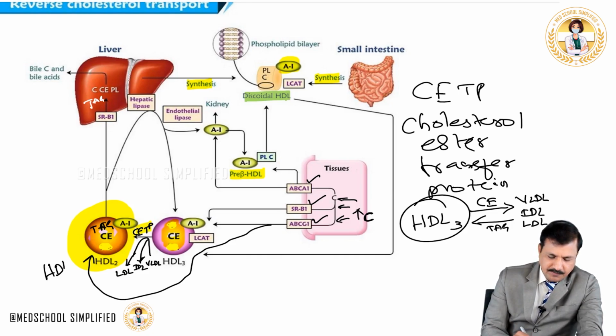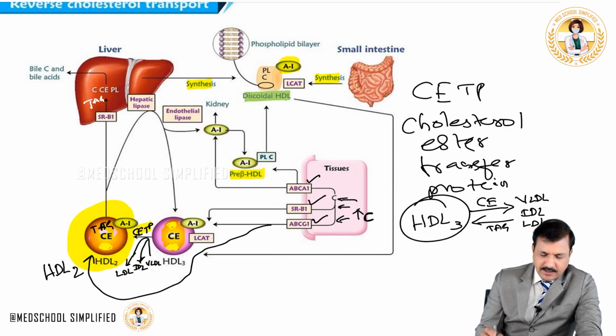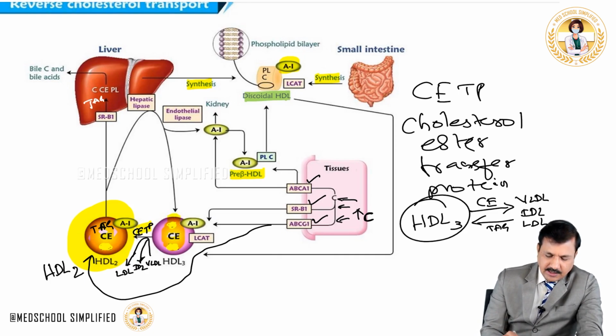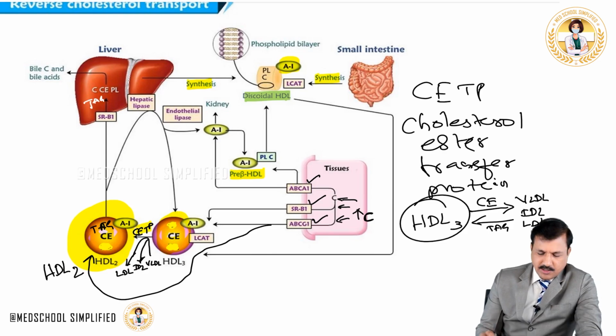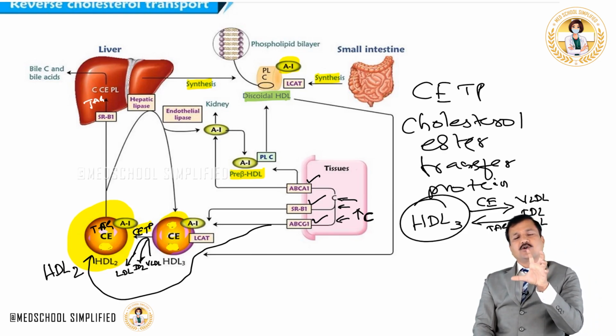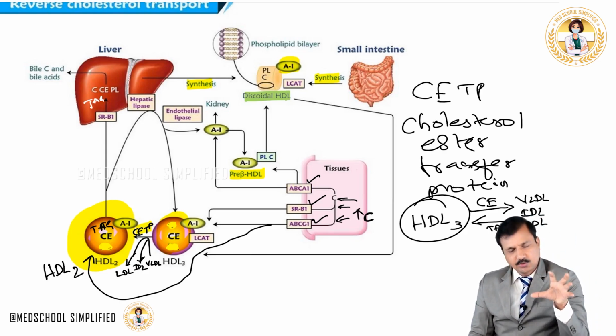Now HDL2 is a bigger molecule than HDL3. HDL3 is a relatively smaller molecule, right? Because it is rich in cholesterol ester only. Now HDL2 has both things.